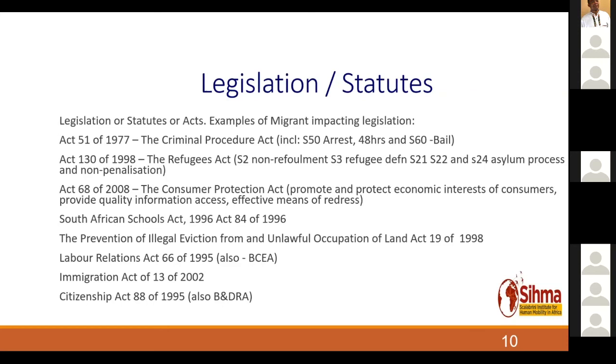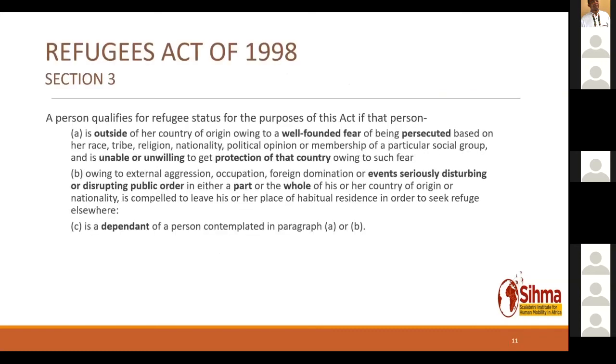The right to education in terms of the Constitution and in terms of the Schools Act, the right not to be unlawfully evicted in terms of the PIE Act, the Prevention of Illegal Eviction Act. And labor rights are extensively protected in terms of the Labor Relations Act, as well as the Basic Conditions of Employment Act, that's BCEA. There's the Immigration Act that also governs certain migrants. And then there's the Citizenship Act and the Birth and Death Registration Act, which are particularly important from the statelessness perspective. So those are just some examples of legislation. You would want to look at the legislation in your domestic context. Okay.